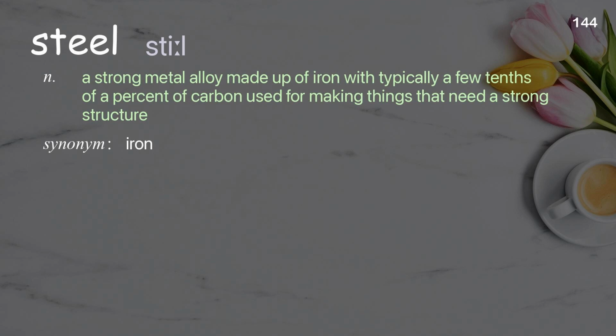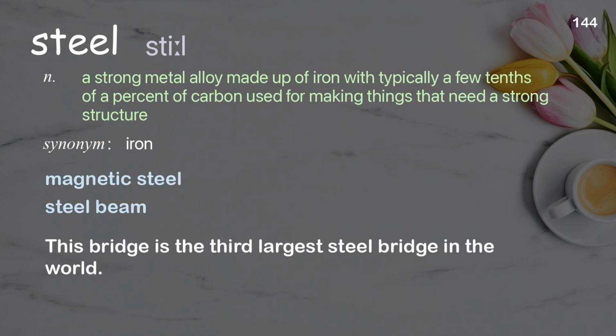Steel. A strong metal alloy made up of iron with typically a few tenths of a percent of carbon used for making things that need a strong structure. Examples: magnetic steel, steel beam. This bridge is the third largest steel bridge in the world.